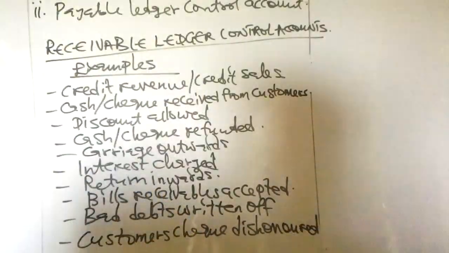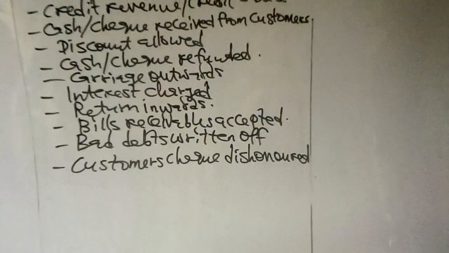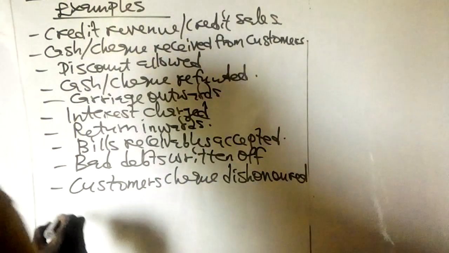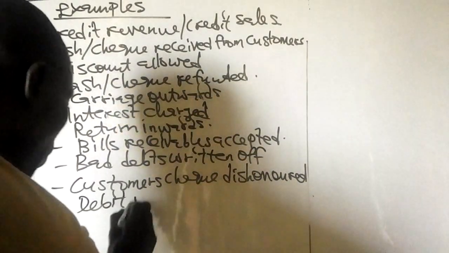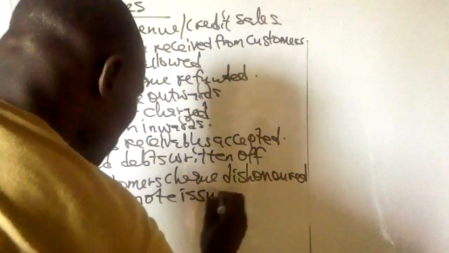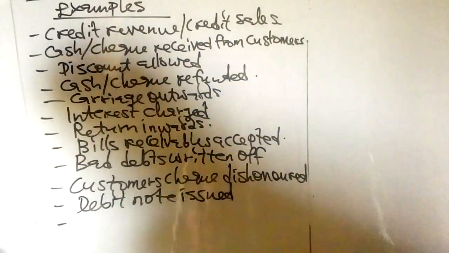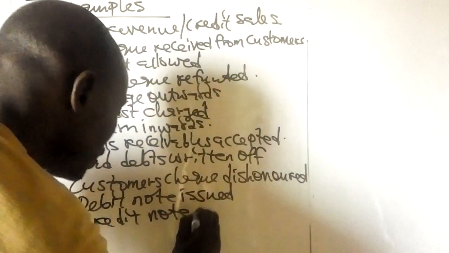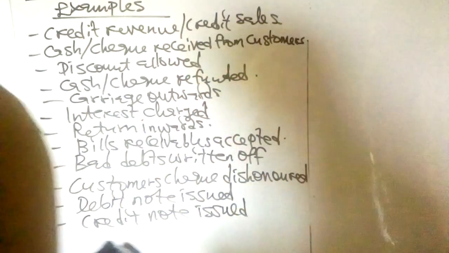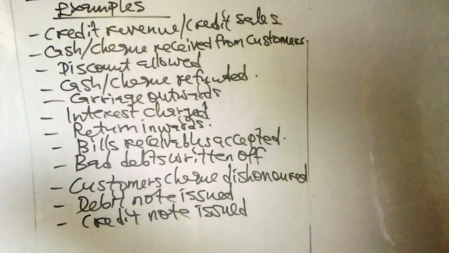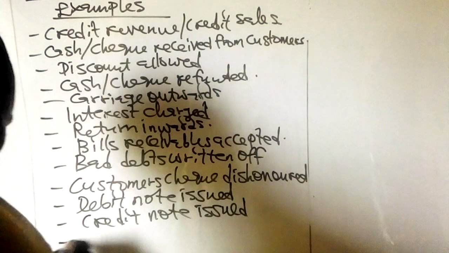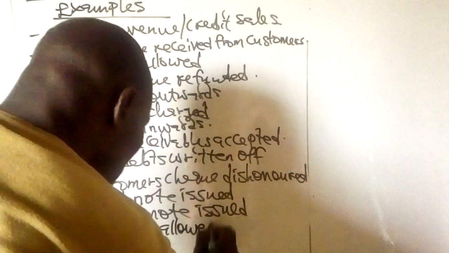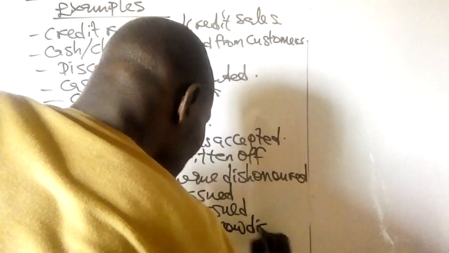Then you may also have the debit note issued. Then we also have the credit note issued. Then you may also have discount allowed, non-disallowed.